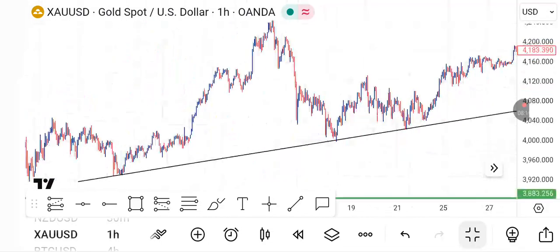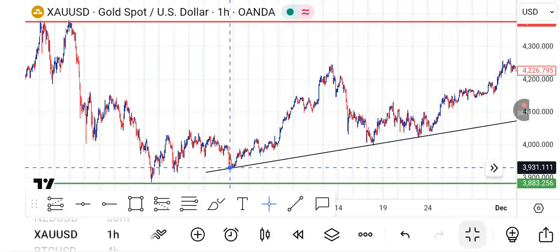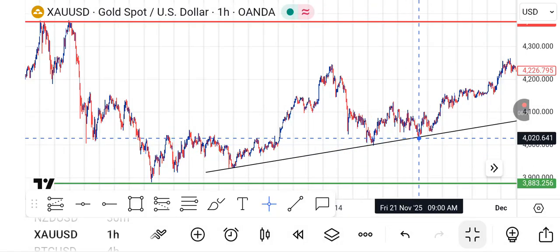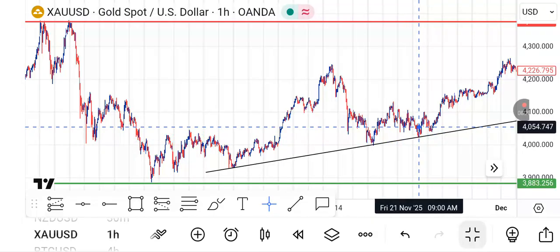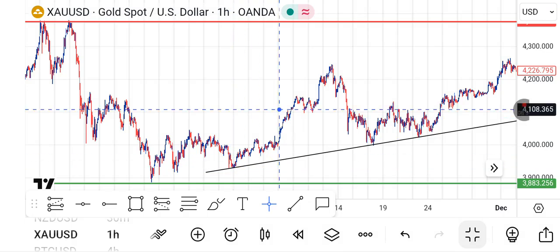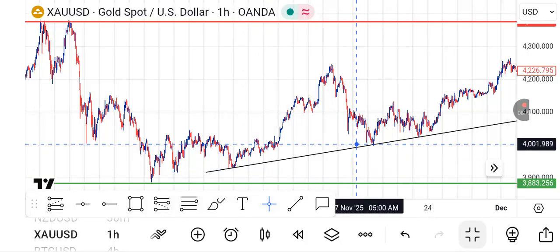So you can see that this is my 1 hour time frame. I say first touch, second touch, you extend. So let's see, this is the third touch. When you see this pattern movement, in order for you to connect your trend line, the first, second, you extend.